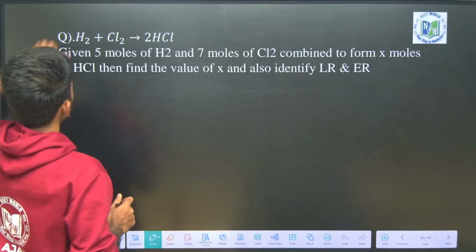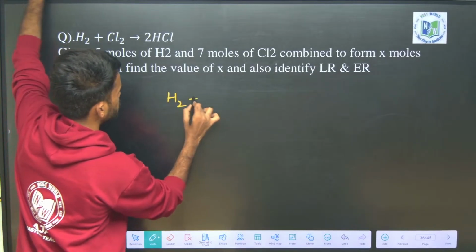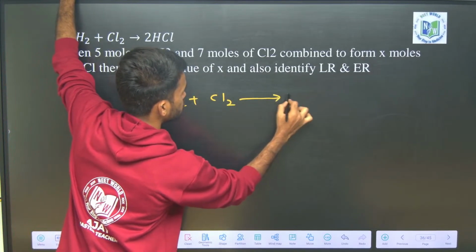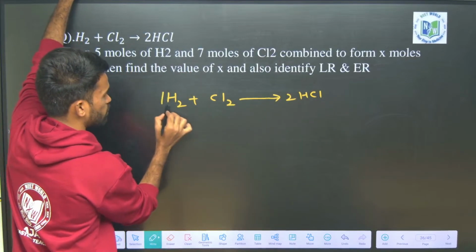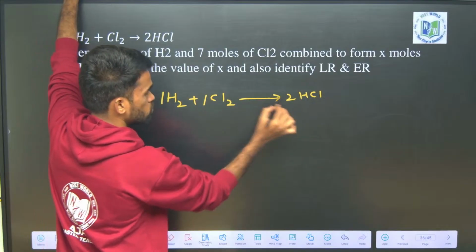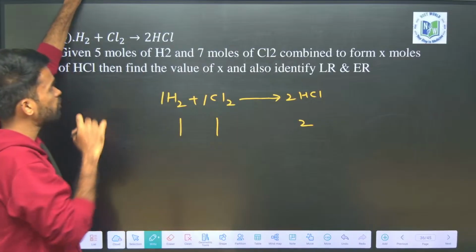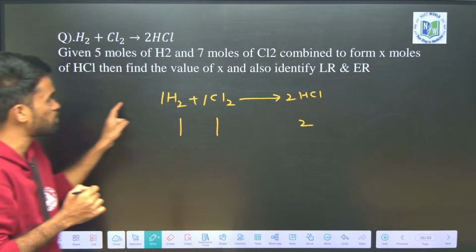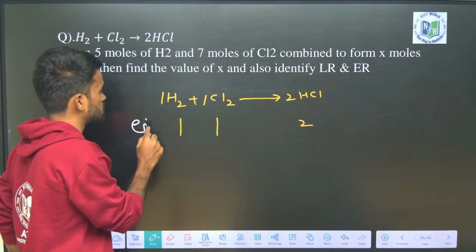So can you answer this question? See here, H2 plus Cl2 forms 2 HCl. For this purpose, we require 1 mole of H2 and 1 mole of Cl2 gives 2 moles of HCl. So 1, 1, 2. After this, look at the equation. This is a balanced equation. As per that, the balanced stoichiometric coefficients are like this.